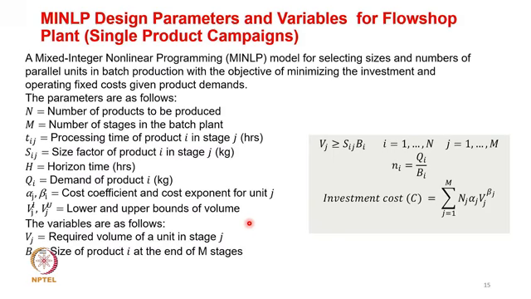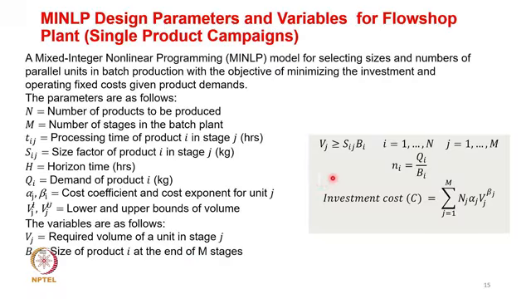There are n products to be produced, m stages, and tau ij is the processing time of i in j in hours. Sij is the size factor of i in j, H is the total horizon time, Qi is the demand of the product, alpha j and beta j are the cost coefficient and cost exponent for unit j, Vjl and Vju are the lower and upper bounds. And we are interested in identifying the required volume for a unit in stage j, and what is the size of the product at the end of the m stages.